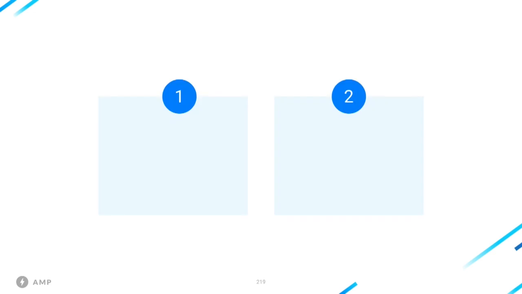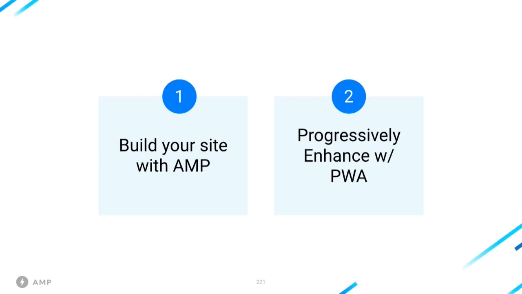But without further ado, the high-level recommendation is to build your site with AMP. And that's big step one. And then step two is to progressively enhance with PWA. And this is a sequence. Do one and then do two.